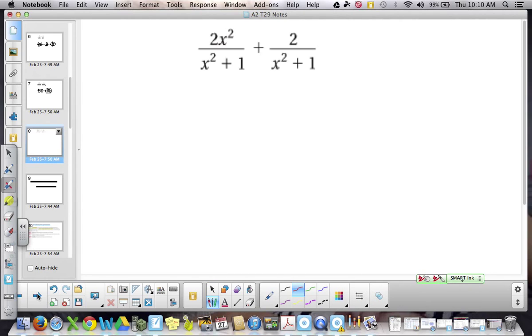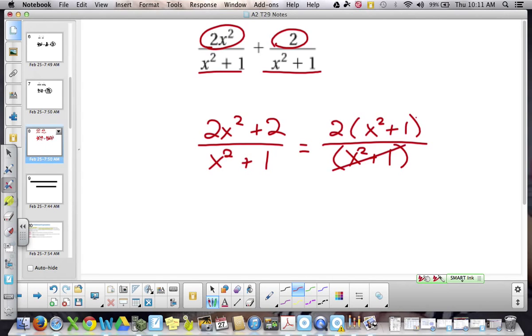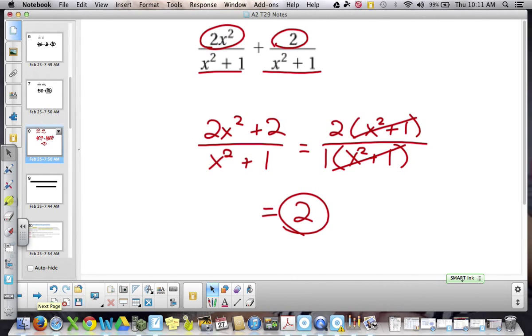All right, so again, same denominator, which means that we can just add those numerators together. So we get 2x squared plus 2 over x squared plus 1. We can factor that numerator. It has a 2 that can be factored out, so it's 2 times x squared plus 1 over x squared plus 1. So again, you have the same factor of x squared plus 1 there, and it's just 2 over 1, which is just 2. So that whole thing simplifies down to just 2.